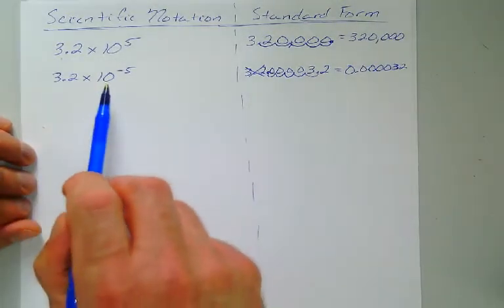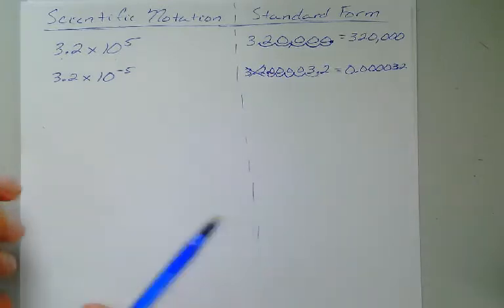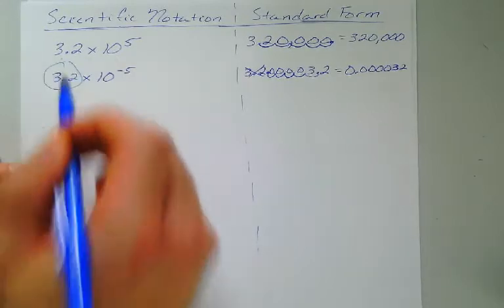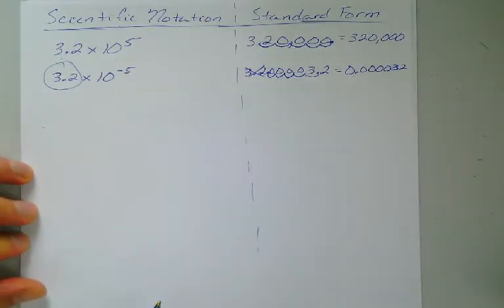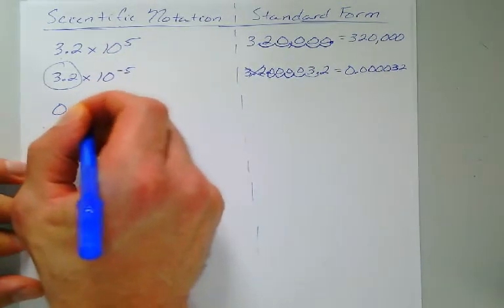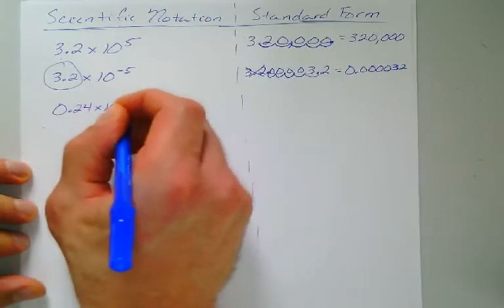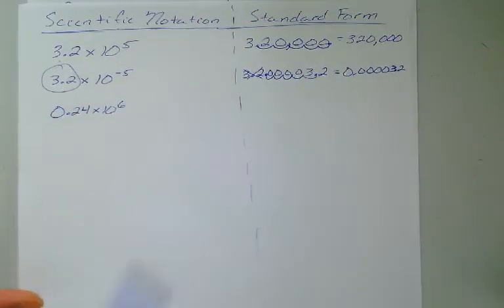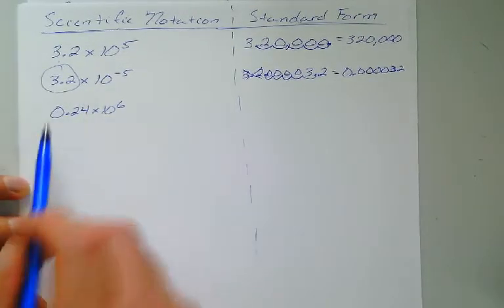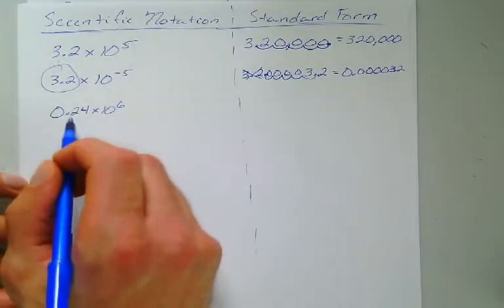All right. Couple details for scientific notation. Perfect scientific notation means that this first factor is between 1 and 10. It's greater than or equal to 1, but less than 10. So for instance, if you saw a number written like 0.24 times 10 to the 6, that is not in perfect scientific notation because this first factor needs to be between 1 and 10. It's less than 1.